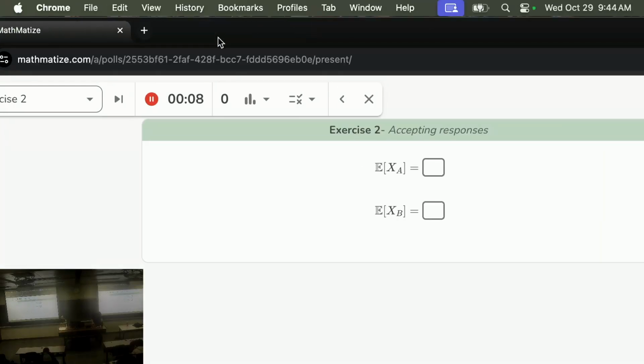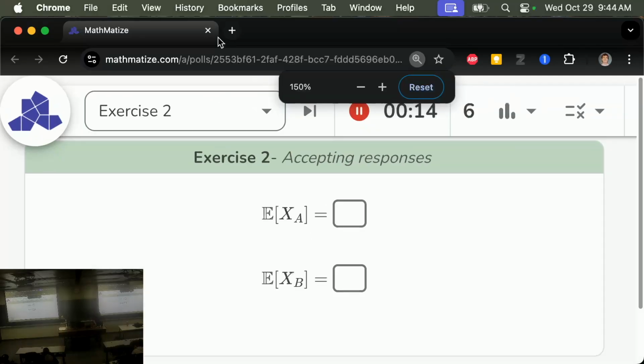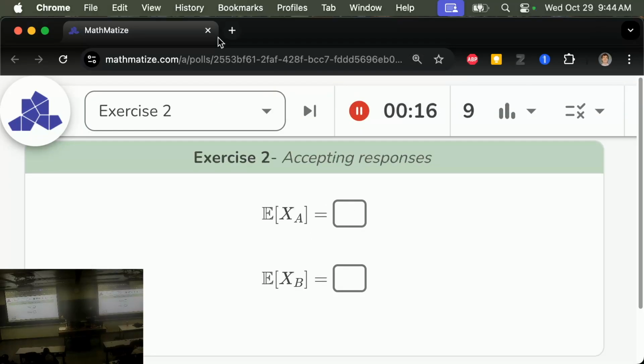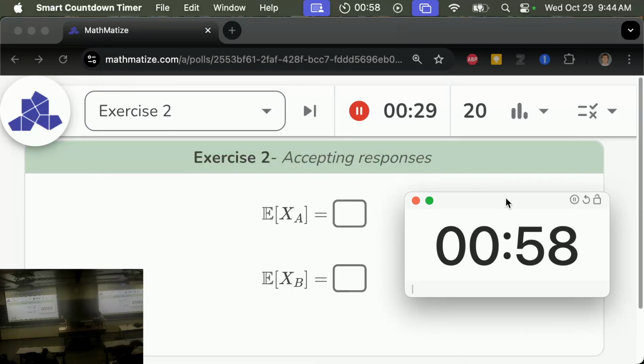OK, here is the mathematized question, asking you to put in what you got for the expected value for Alice and Bob, respectively. This is answering the question, how much money do they make on average? And that's our first question. Let me start the timer here for 1 minute. Hopefully, you have already worked out the answer, and you just have to type in your answer.